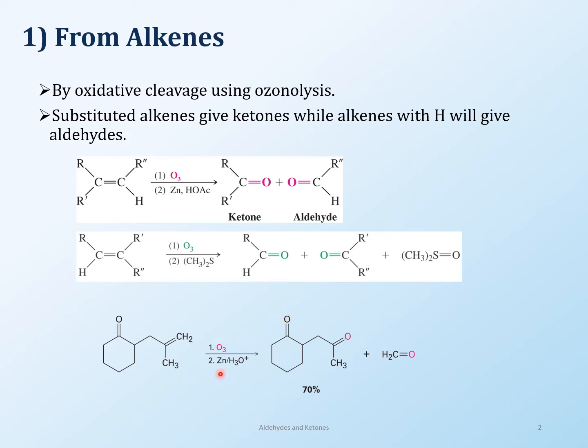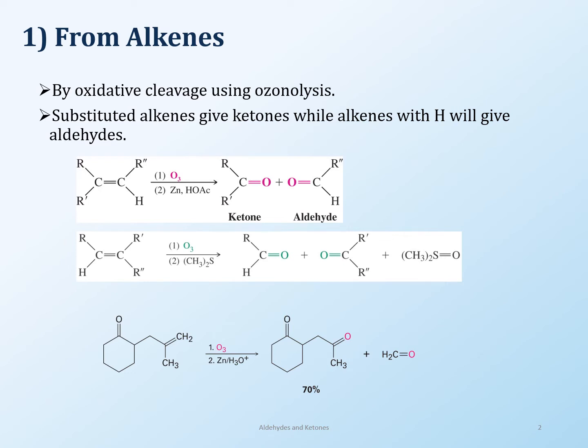Here is an example of how this works. If you have something like this, in which the alkene here is completely not substituted, it's all hydrogens, then you get a ketone over here and formaldehyde, okay, over here. So if there were more carbons here, then you would get a more substituted aldehyde. That's all. So that is ozonolysis.